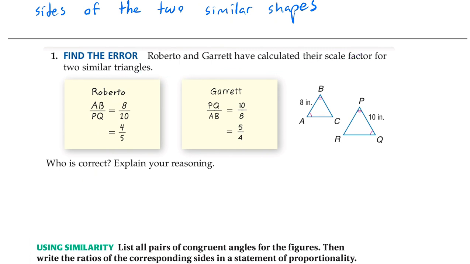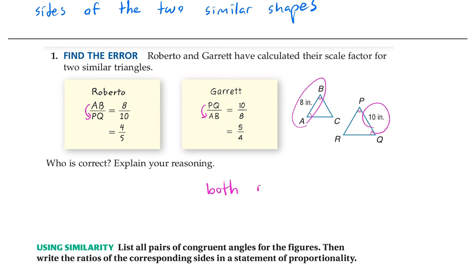But then it says which one's right. So this one does AB to PQ. So he does 8 to 10, and he gets the smaller number on top, 4 to 5. Whereas the other person does the other order. They go PQ to AB, and that's 10 to 8 is 5/4. Those are the same scale factor. They're both right. So it's kind of a trick question.